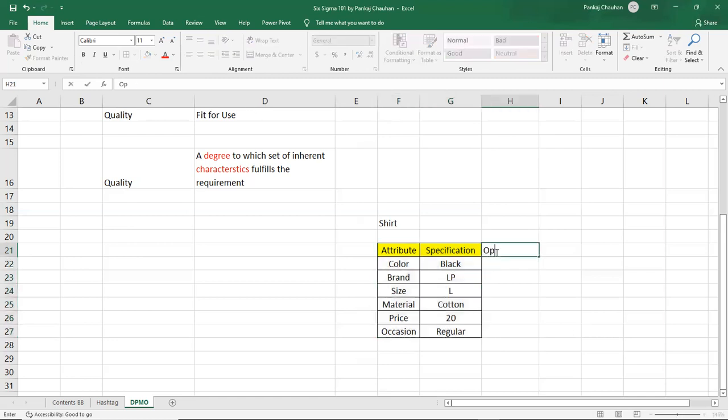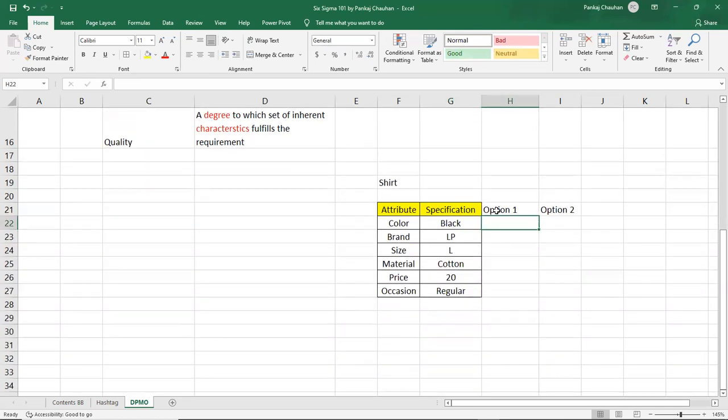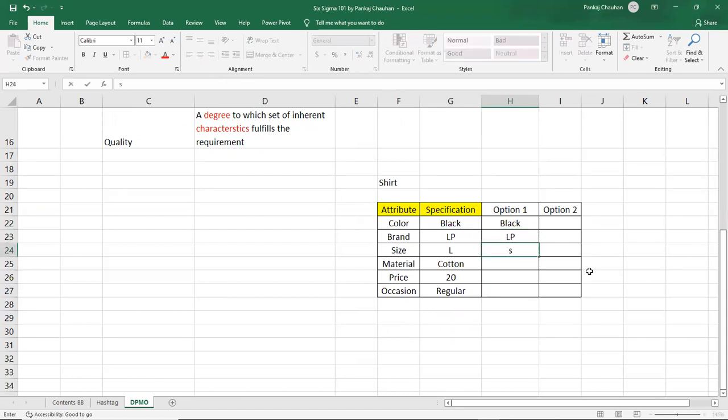Now you go to the market and you buy a shirt. I give you two options, and you have to choose one out of these two. Which one will you choose? Now I'm putting here the values against your specification. Suppose you receive a perfect black color, it's a Louis Philippe brand, size is small, material is cotton, price is maybe 20 or less than 20, and its occasion is regular.